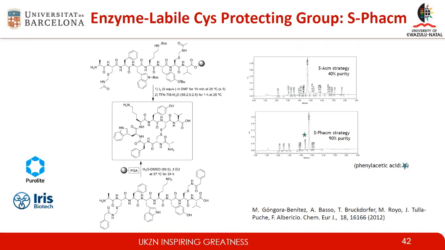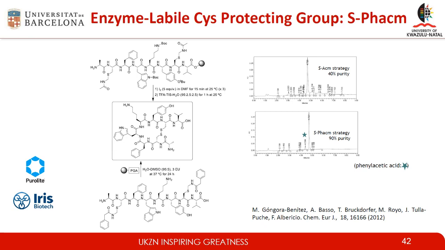This is one of the examples, and here we have the synthesis with the ACM, oxidation with iodine, cleavage of the peptide from the resin, and the purity is about 40%. But if we do the same with the PHACM peptide, removal with PGA, we can see that after the removal and the oxidation, the purity of this peptide is much better. This was a joint collaboration with IRIS and also with Alessandra Basso at Purolite, who provided the enzyme.